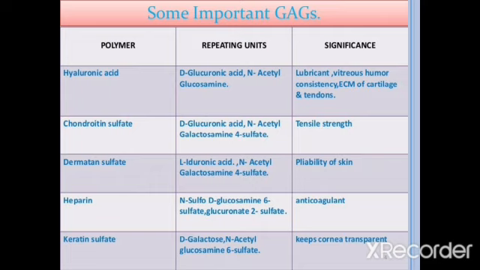Then heparin is an anticoagulant. It contains repeating units of sulfated glucosamine and alpha-1,4 hyaluronic acid. Then keratan sulfate is the only glycosaminoglycan which does not contain any uronic acid. Here the repeating units are galactose and N-acetyl glucosamine. It is found in cornea and tendon.